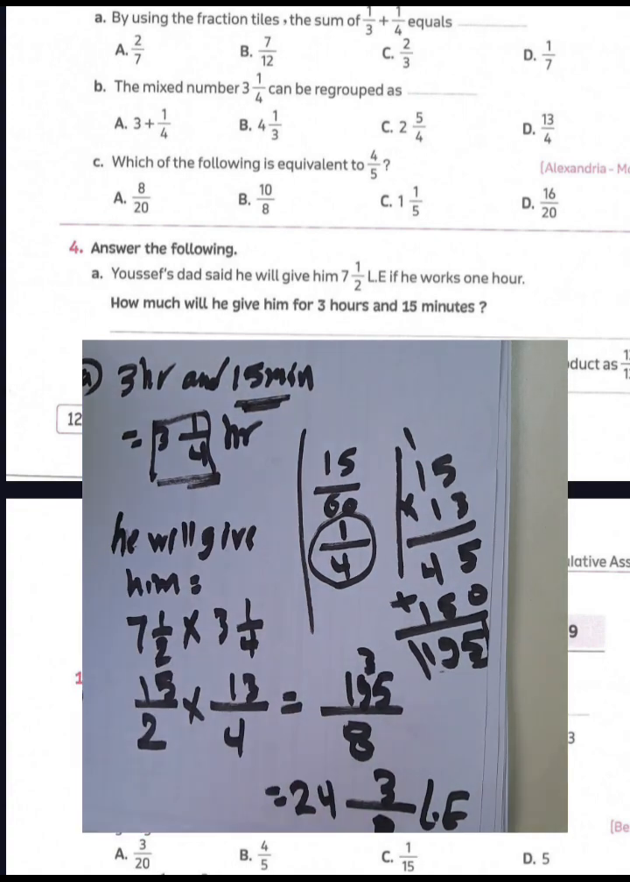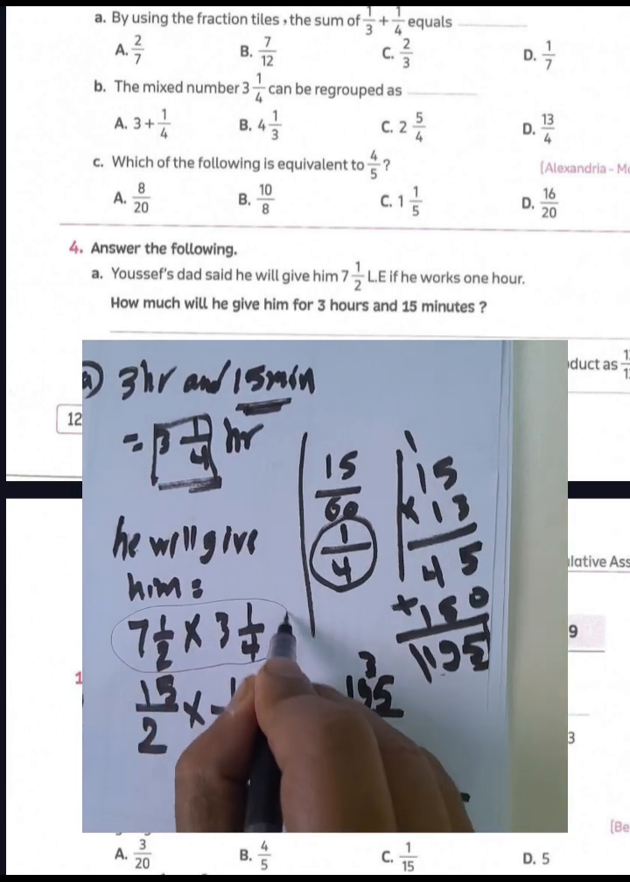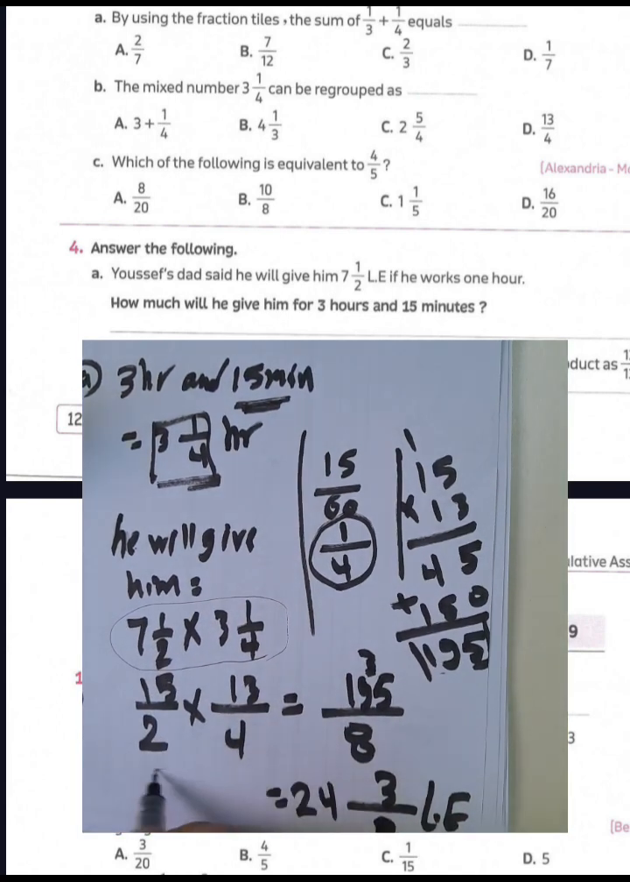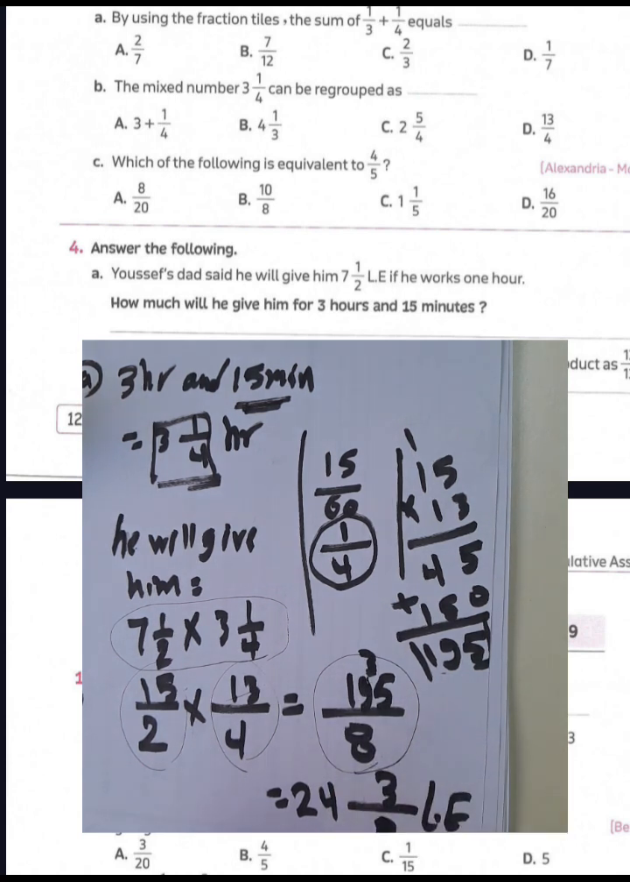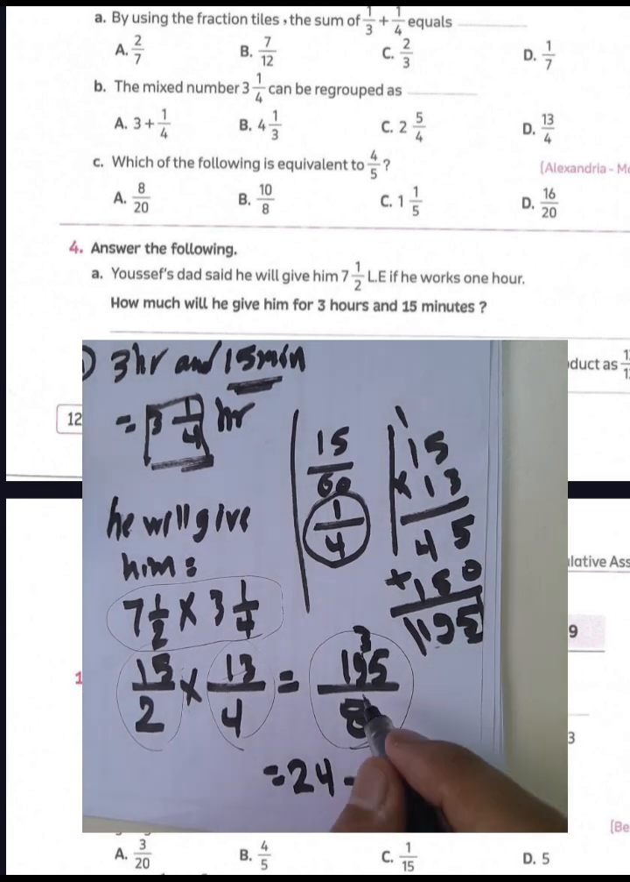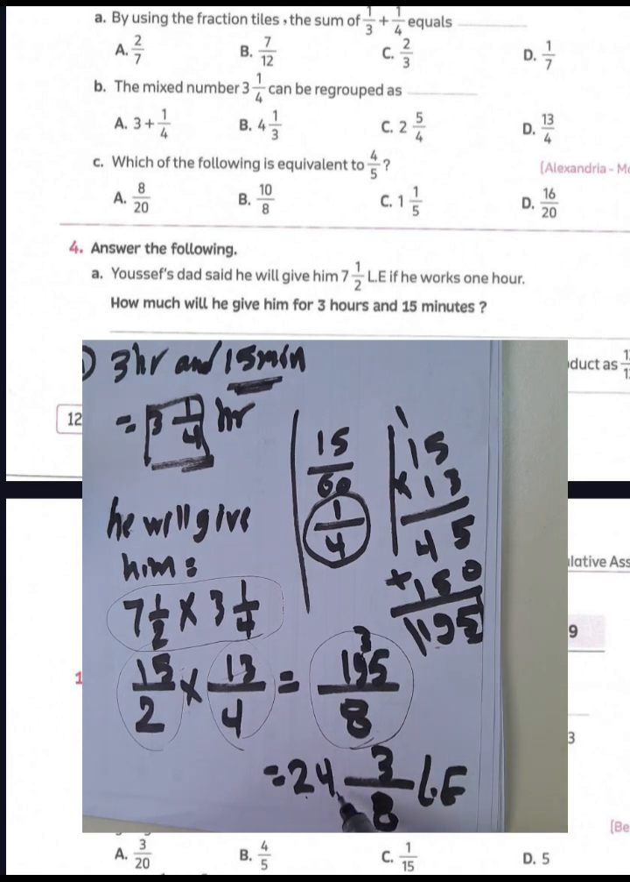We can find the product between two numbers, converting each of them. First step, convert from mixed number to improper fraction, and multiply numerator by numerator and denominator by denominator. Then the result will be 195 over 8. And then you can do long division, or write 19 divided by 8 equals 2 and the remainder 3. 35 divided by 8 equals 4. 4 times 8 equals 32 and the remainder 3. Then the result will be 24 and 3/8 Egyptian lira.